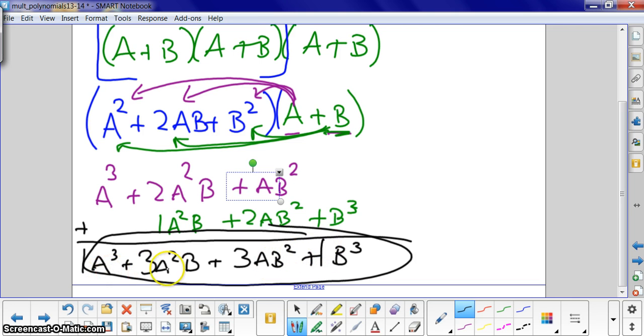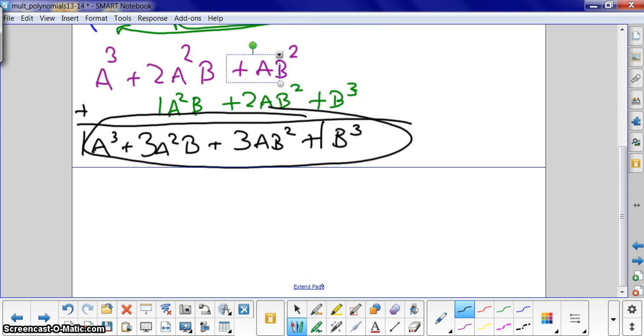Notice the degree of each of these 4 terms. What's the degree of each of these 4 terms? They all have the same degree. They all have a degree of 3.